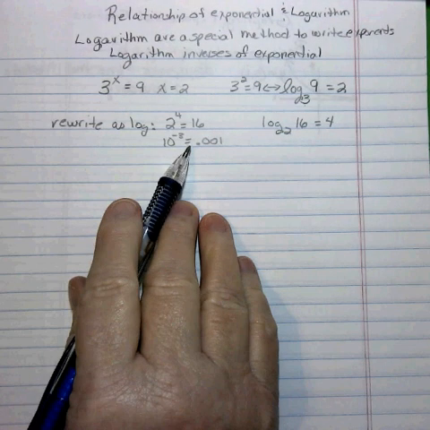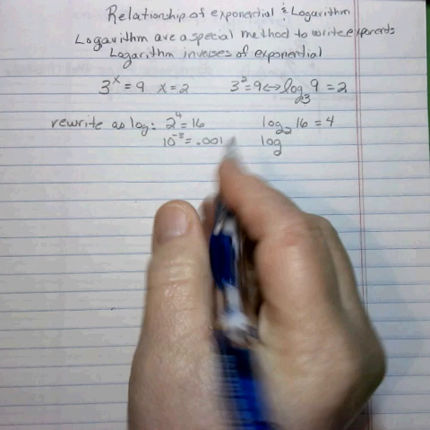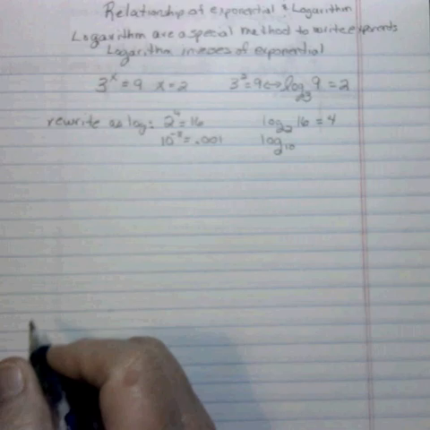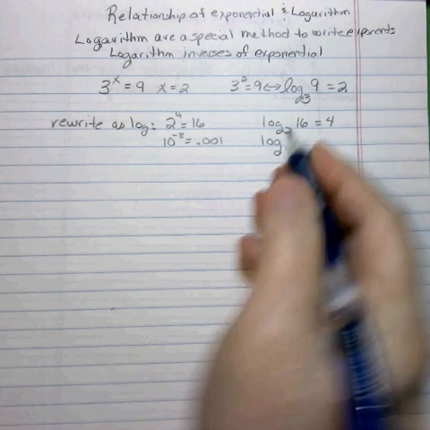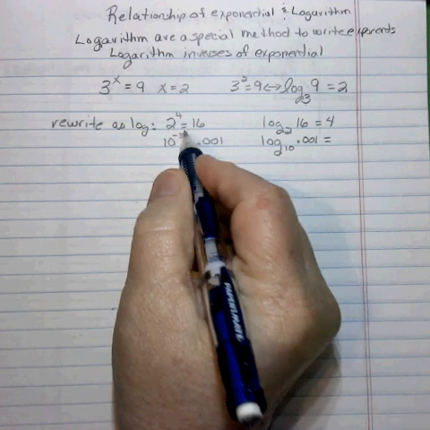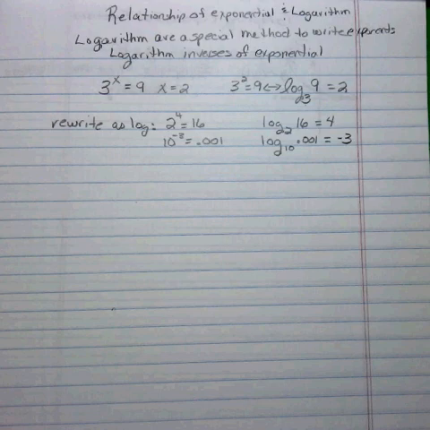All right, with the second example, again, we're using that word log. The base in this problem is 10. The answer that we got was 0.001, and the exponent of that problem was negative 3.